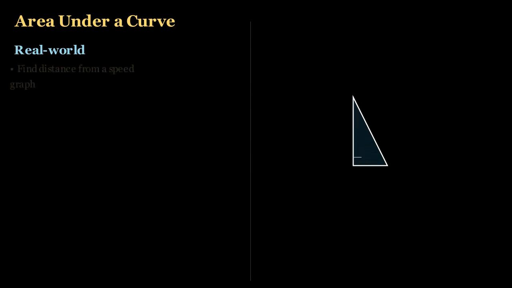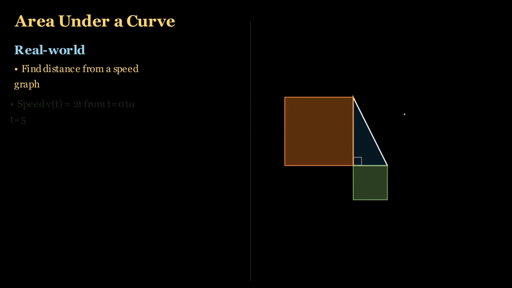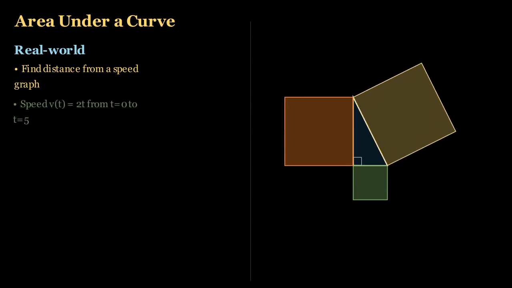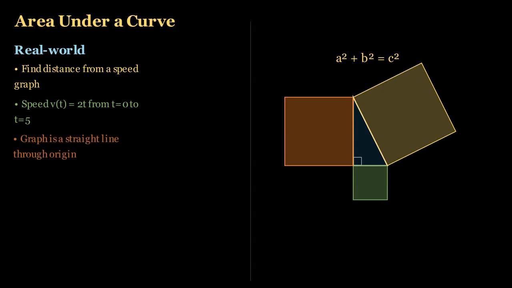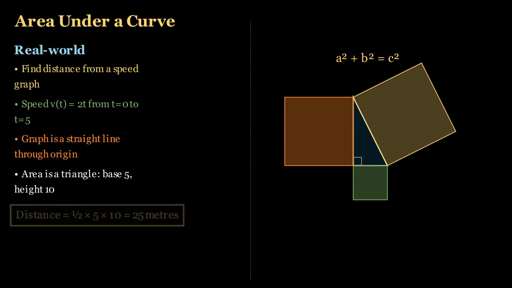Look at the shape, it's a right triangle. The base along the time axis is 5 seconds. The height at t equals 5 is 2 times 5, which is 10 meters per second. The area of a triangle is half the base times the height, half of 5 times 10, which is 25. So the car travels 25 meters. This triangle method works for any straight line speed graph. The area is always half the base times the height.